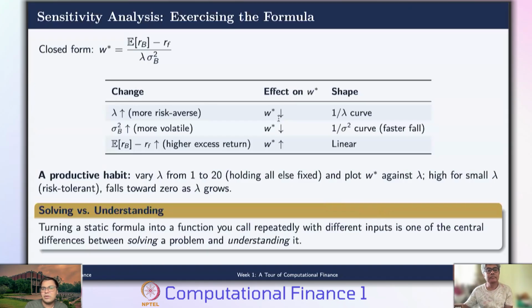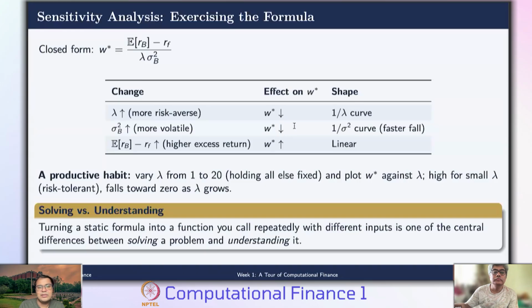And if you plot it, which is what we again encourage you to do, keep changing lambda numerically, then you should see that you will get a very interesting curve when you have this decreasing. It will probably look something hyperbolic. Then you have this sigma b square, which is the risk from the risky asset. As it goes up, then again, as you would expect, you want to put in less money in this asset, everything else remaining the same.